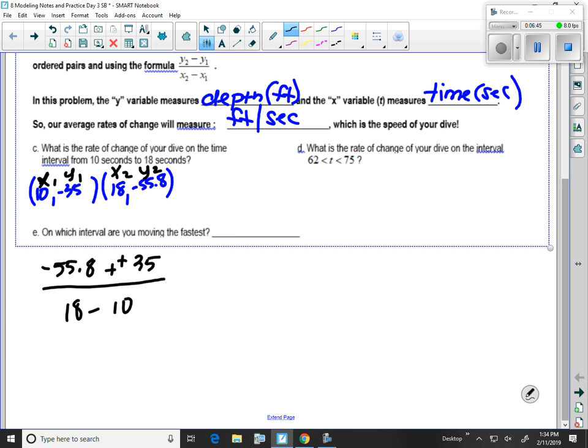Okay, we're going to have to get our calculators out. I got negative 20.8. Oh, I thought it was 2.6. Negative 20.8 on top, and then divide it by 8 on the bottom. You should get negative 2.6 feet per second. Does anybody confirm? You do get negative 20.8 on top, but you have to divide it by the 8 on the bottom. That should get you the negative 2.6.